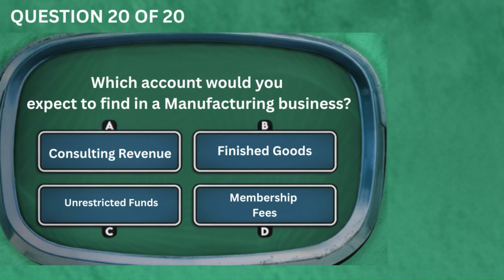Question 20. Which account would you expect to find in a manufacturing business? Options are: is it consulting revenue, finished goods, unrestricted funds, or membership fees? Answer: it's B. Manufacturing businesses produce physical goods, so they use finished goods to record inventory that's completed and ready to be sold to customers.